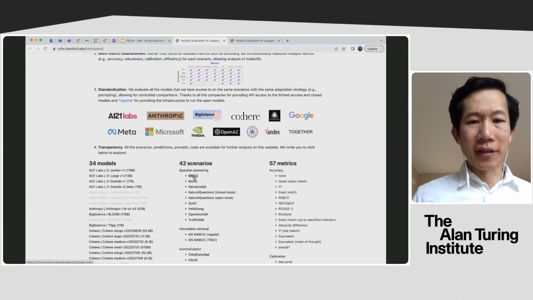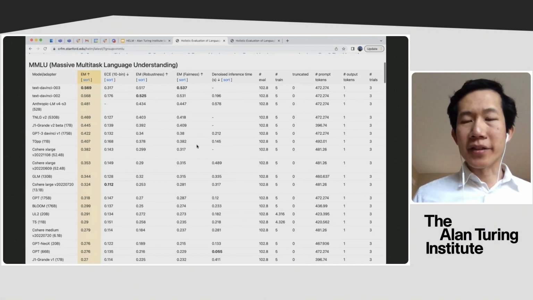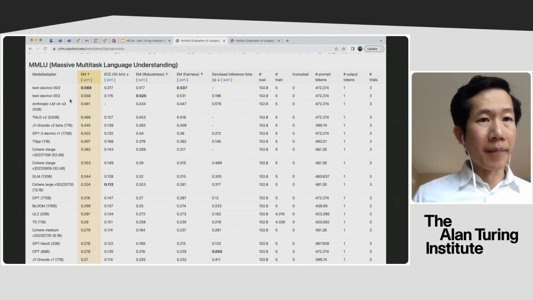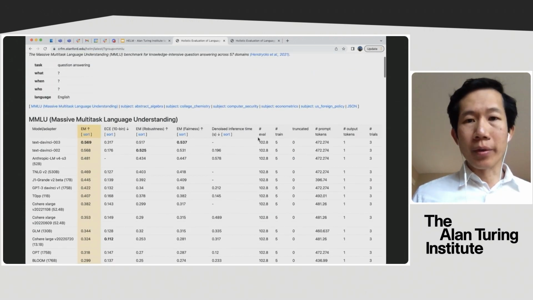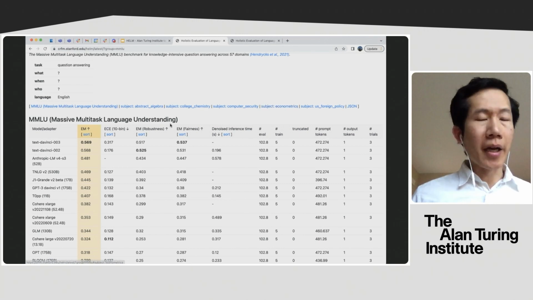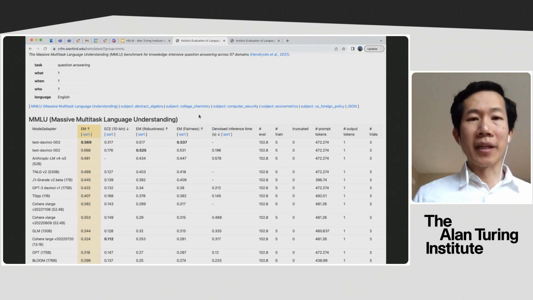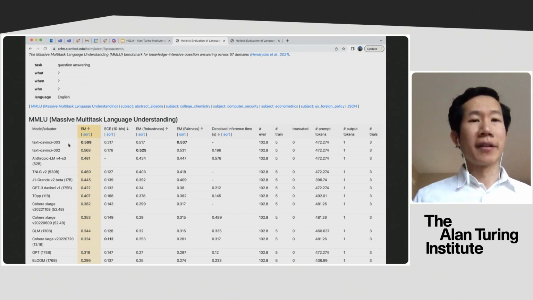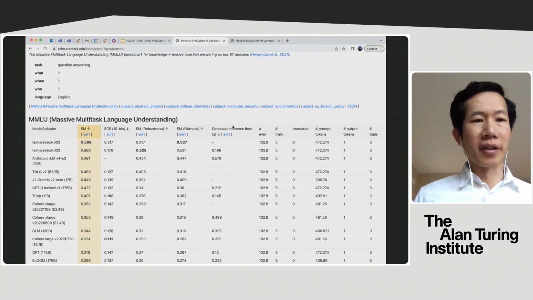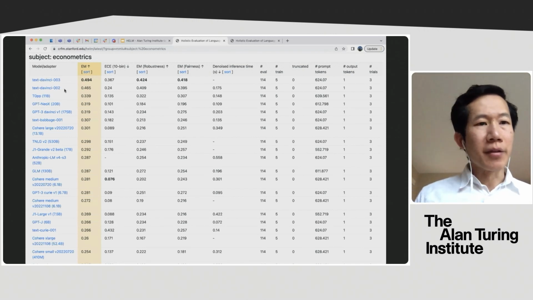So let's dive in a little bit. You can click on a scenario, and this is MMLU. You can see the table, which shows all the different models and the different metrics. I should also mention that this website is being updated. It already has new models that weren't in the paper. So if you want to look at the HELM results, I would go to the website because that's going to lead the paper.